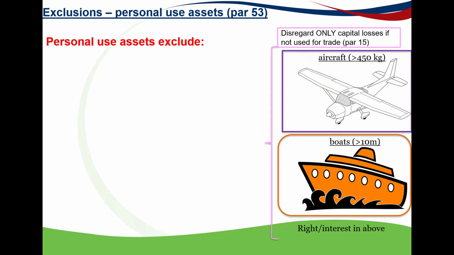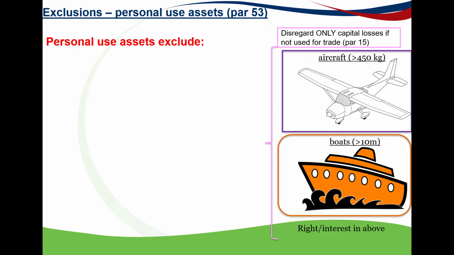On disposal of any of these assets, the gains will be taken into account. However, the capital losses should be disregarded. So when you have a scenario of a person who has their aircraft being disposed, if they make a gain, that gain will be included in their taxable capital gain calculation. But if they make a loss, that loss should be disregarded. The aircraft in this case is an aircraft with a mass exceeding 450 kilograms. The capital losses will be disregarded to the extent the asset is not used for trade if the asset is used for multiple purposes.